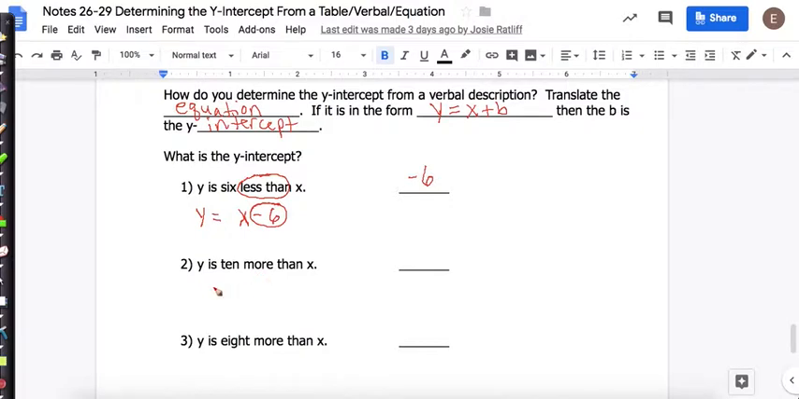Okay, so let's look at number 2. Y is 10 more than x. So remember, is means equals. 10 more than, circle this. More than is a switch around, so instead of 10 plus x, I would write x plus 10. And since it's in y equals x plus b and ends with plus 10, that means it crosses the y-axis at positive 10.